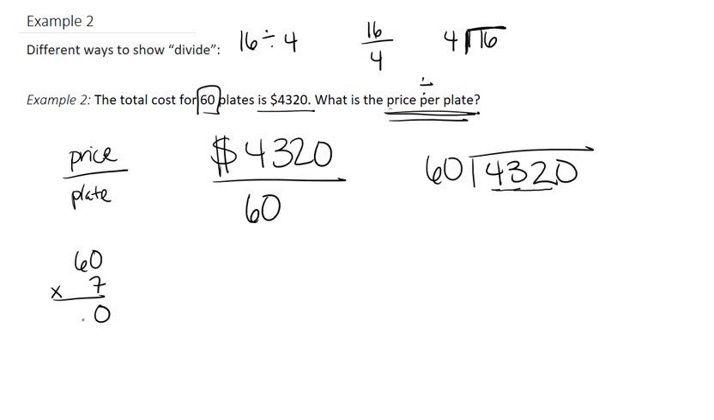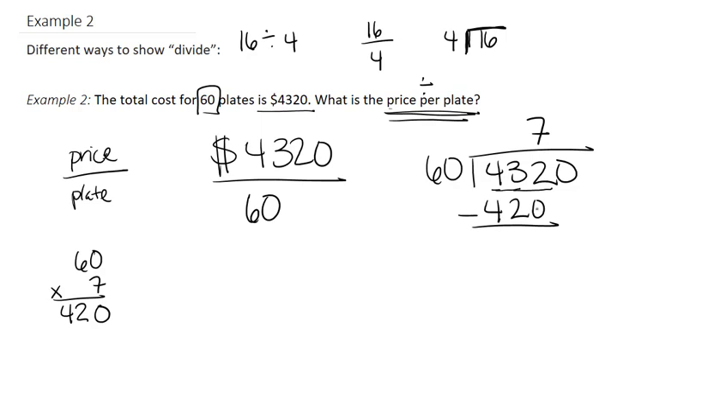And then 7 times 6 is 42. So we have 420. So 60 can go into 432 7 times. We put it over the 2. And we're going to go ahead and place the 420 on the bottom, because 60 times 7 is 420. Now we can go ahead and subtract.